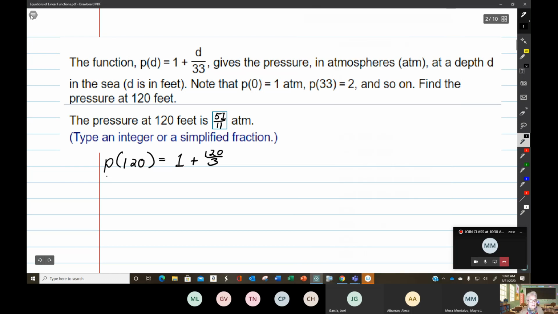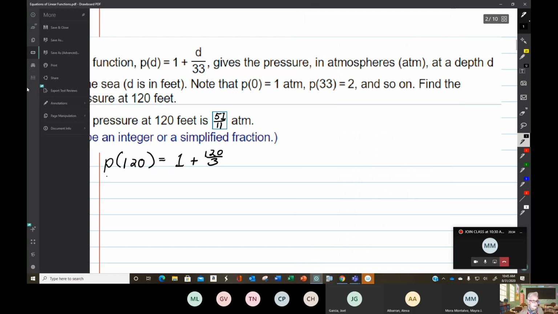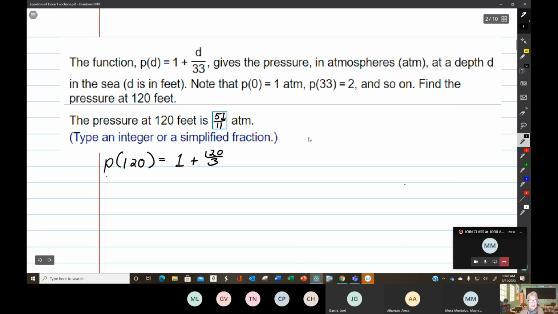But those are our word problems. You have one more that is just like this one, like the first one.